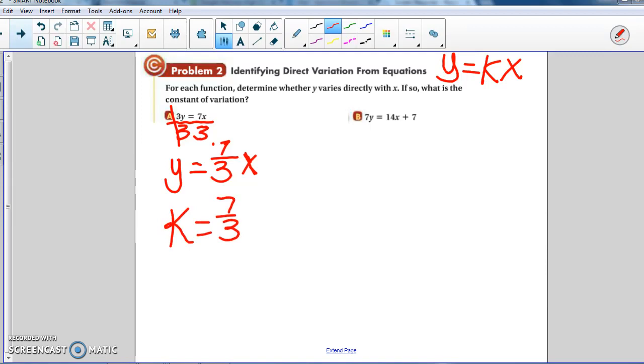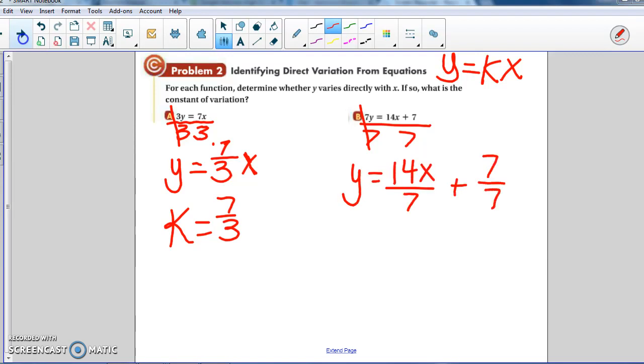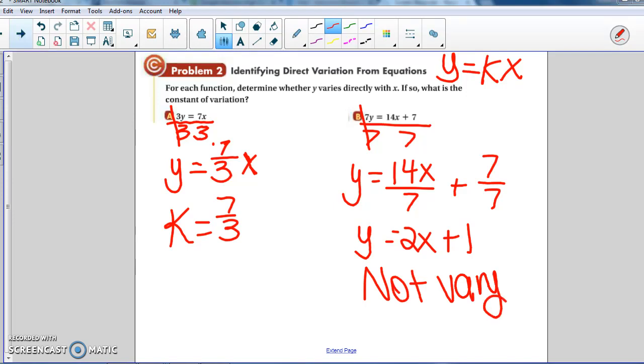Next one, once again, divide by 7. Y is equal to 14x over 7 plus 7 over 7, which is 2x plus 1. Y is equal to 2x plus 1 is not the same format as y is equal to kx, so this does not vary directly.